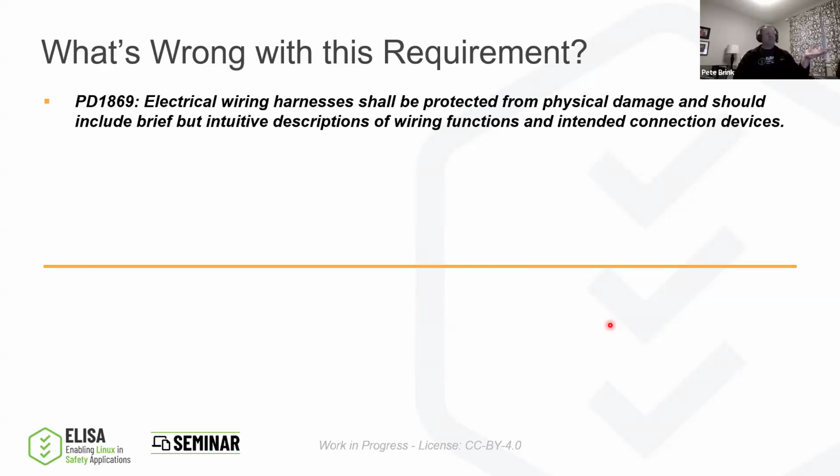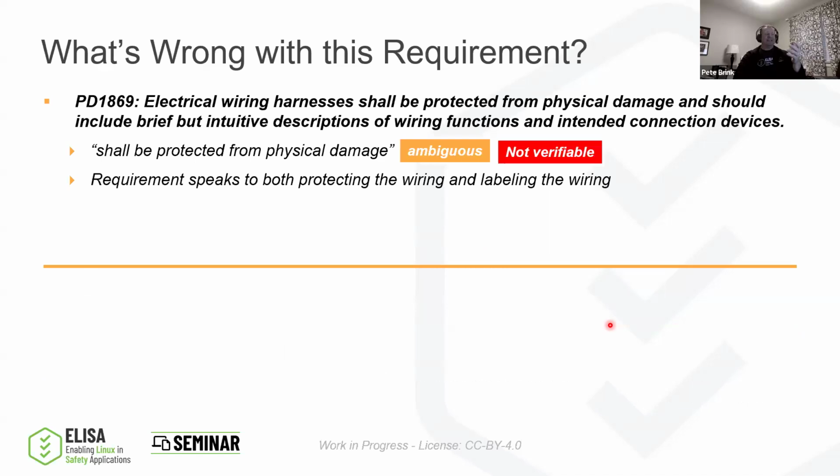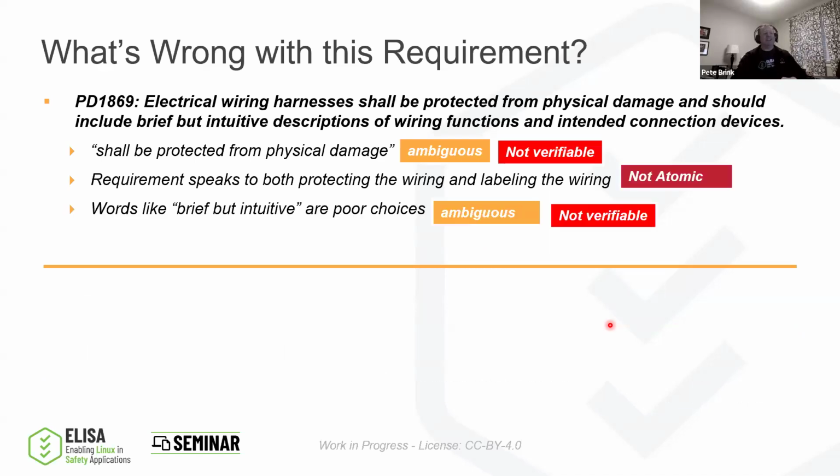So what's wrong with this requirement? Electrical wiring harnesses shall be protected from physical damage and should include brief but intuitive descriptions of wiring functions and intended connection devices. Once again, it looks okay, but there are a lot of problems with it. And it has a very glaring thing right here that I should highlight. This is a keyword. If you ever see this "and" in a requirement, you know that it's not atomic. The requirement speaks of both protecting the wiring and labeling the wiring. So we know this is at least two requirements.